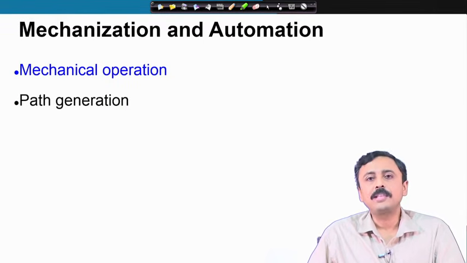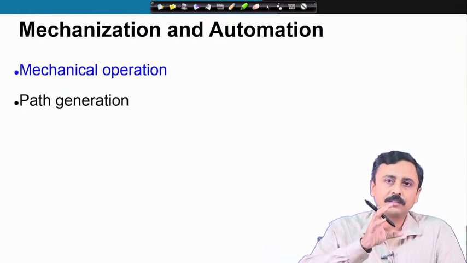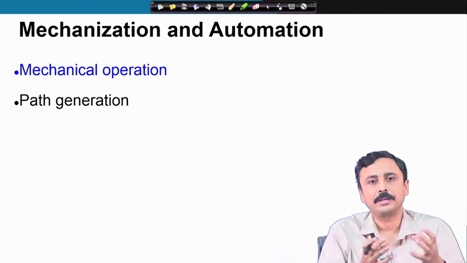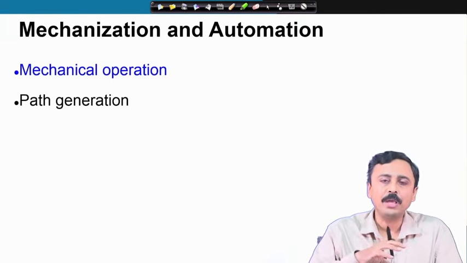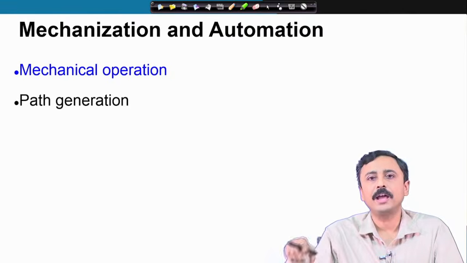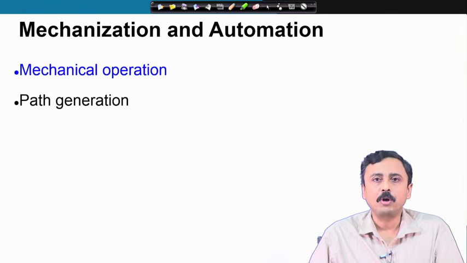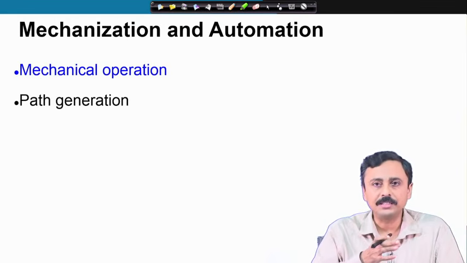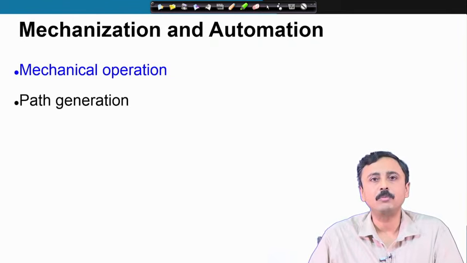Then you require path generation. For example, you need a robot to pick a certain workpiece and load it onto a machine in a certain manner, or maybe pick a product from a conveyor line and package it. So, all this will require motion planning, path planning. Typically in robots you require motion planning in order to guide the end effector or a product through a certain path and take it to a certain point.